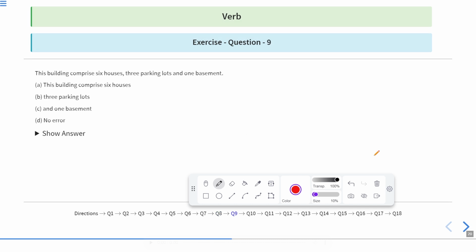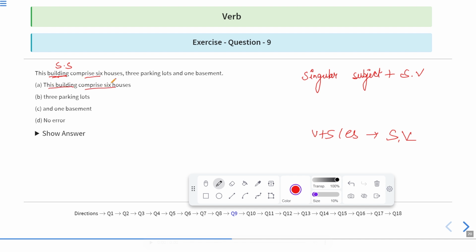Here is question number 9. "The building comprises 6 houses, 3 parking lots, and 1 basement." Now, whenever we have a singular subject, we use a singular verb with it. And the verb is singular when we add s or es to it. After adding s or es to a verb, it becomes the singular verb. Now here, building is the singular subject, whereas comprise is the plural verb. So we need to write a singular verb.